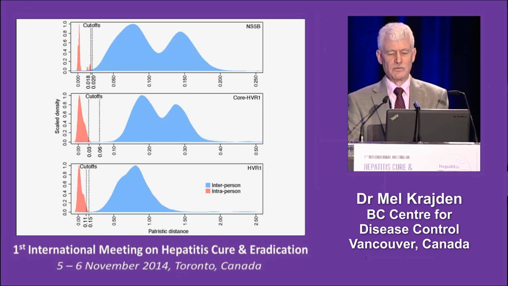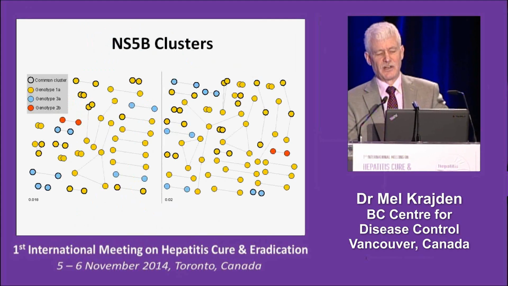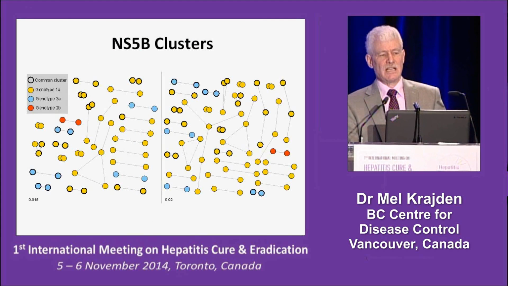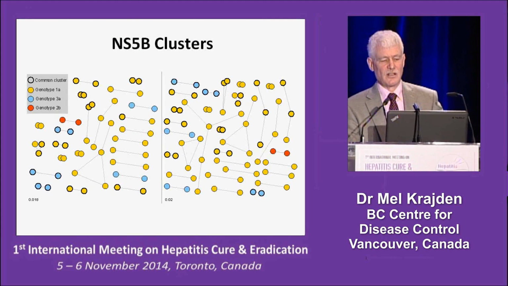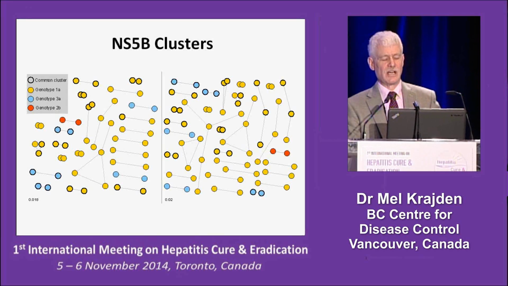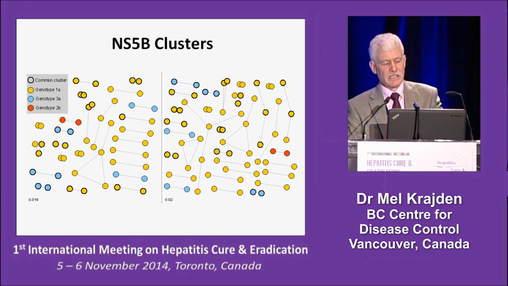And I'm just going to show you the data for the NS5B region. So these are NS5B clusters. The NS5B region mutates slowly, so it's more of a longer time frame. And we can show in the dark area a common cluster, and those that are closely related, those that are more closely related. And this is for genotype 2B, and these are for genotype 3A.